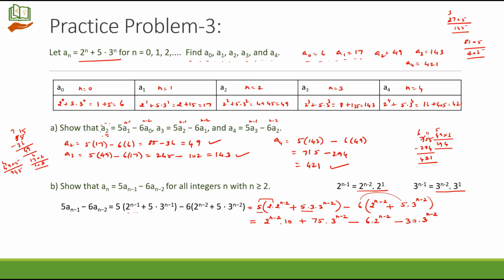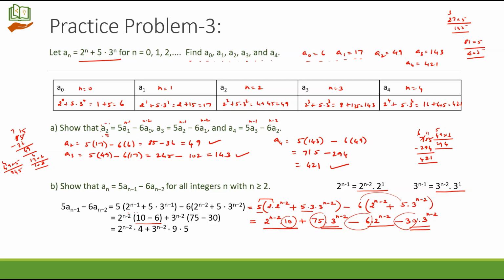Now we have to take 2 to the power n minus 2 outside. So these two have to be taken out and these two have to be taken out. So 2 to the power n minus 2. We have 10 and minus 6 along with it. So we are bringing 10 minus 6 here. Now just go for 3 to the power n minus 2. Here we have 75 and here we have minus 30. We have taken it out. This is how we are bringing it to this particular form.